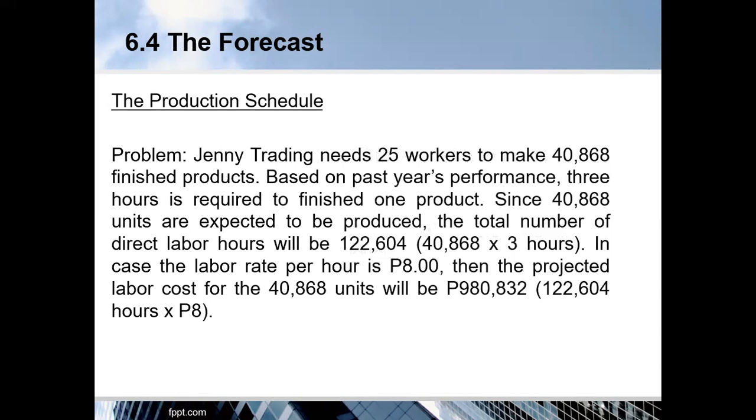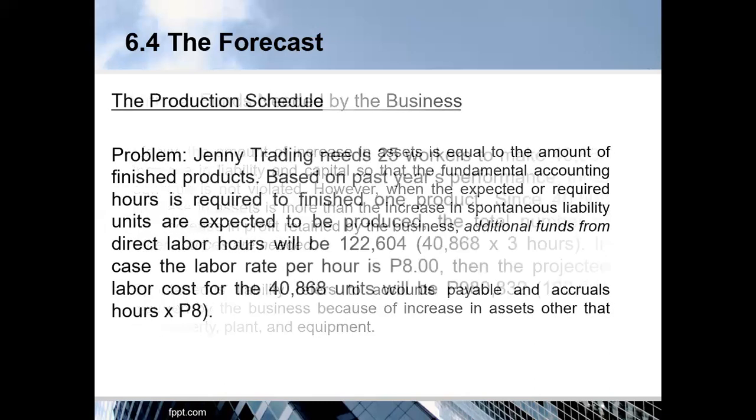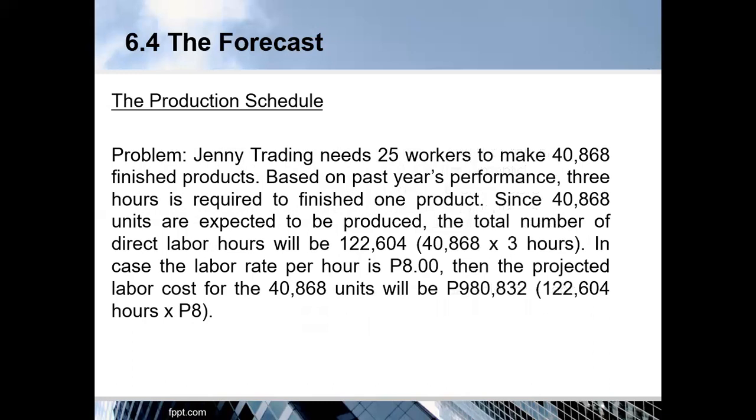Production schedule, like for example, itong problem, Jenny Trading needs 25 workers to make 40,868 finished products. Based on past year's performance, 3 hours is required to finish one product. Since 40,868 units are expected to be produced, the total number of direct labor hours will be 122,604. Kasi, di ba, 3 hours daw yung kailangan para matapos yung isang unit. So we'll multiply 40,000 by 3 hours.